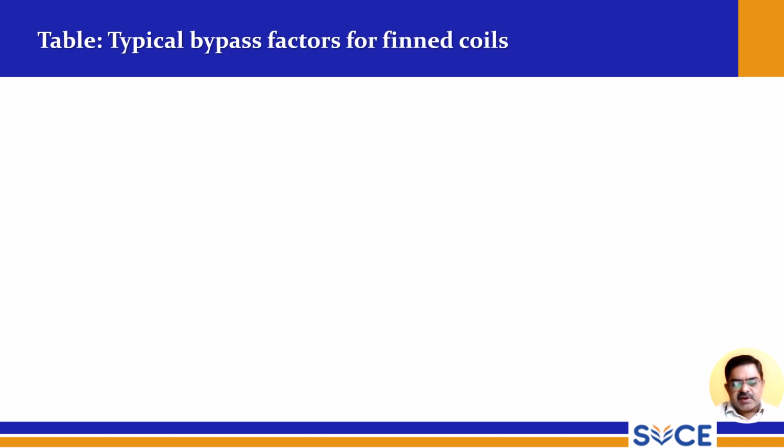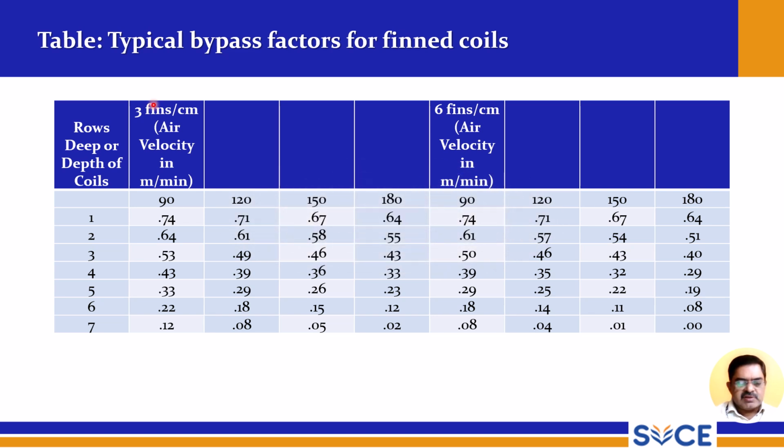Now the table of typical bypass factors for finned coils. Here we have the rows deep, or depth of coils, with 3 fins per centimeter, and air velocity in meters per minute, and here the bypass factor values for 90, 120, 150 and 180. Then for 6 fins, double the fins, that is 6 fins per centimeter, with air velocity in meters per minute of 90, 120, 150 and 180, the bypass factors are like this.